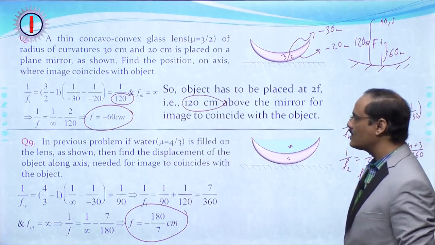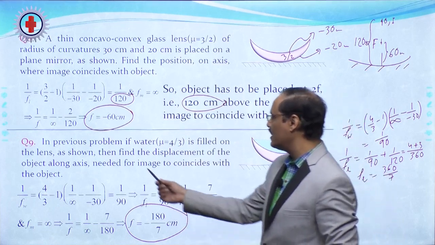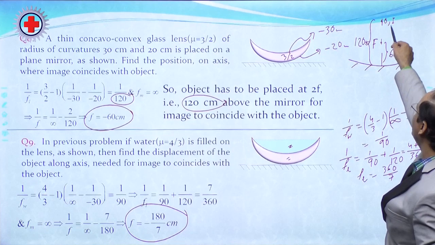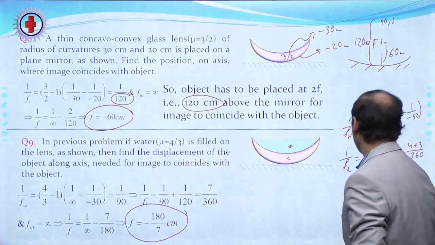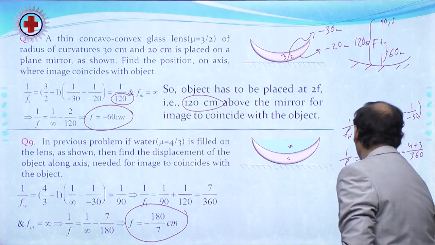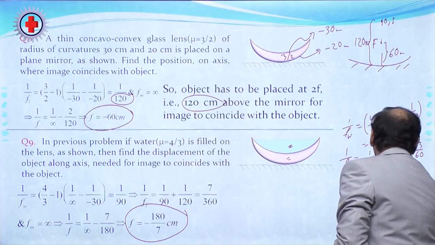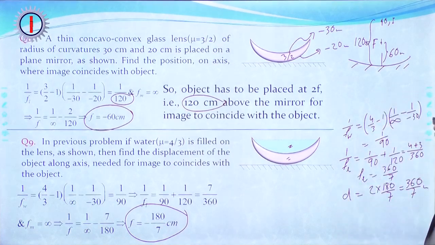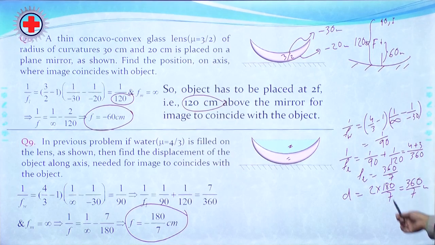Now, the question is, find the displacement of the object on the axis needed for the image to coincide with the object. Initially, the object was at 120 centimeter. Now, the object will be at a distance twice of 180 by 7 or 360 by 7 centimeter. So, initially the object was at 120 centimeter, now the object has to be at 360 by 7 centimeter.